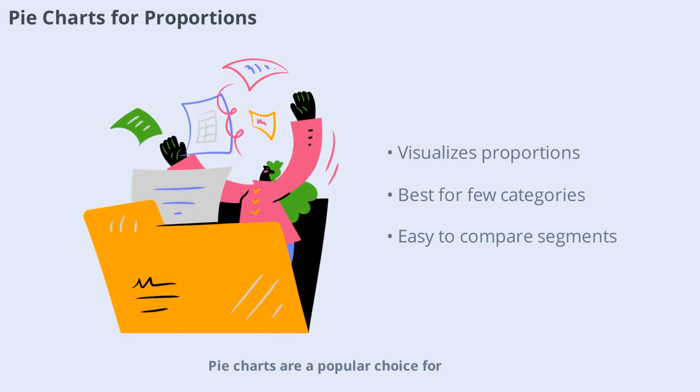Pie charts are a popular choice for showing proportions and percentages within a whole. Each slice of the pie represents a category's share of the total, making it easy to see which segments are largest or smallest. While pie charts are visually appealing, they work best with a limited number of categories. Too many slices can make the chart hard to read, so use them when you want to highlight a few key parts of your data.